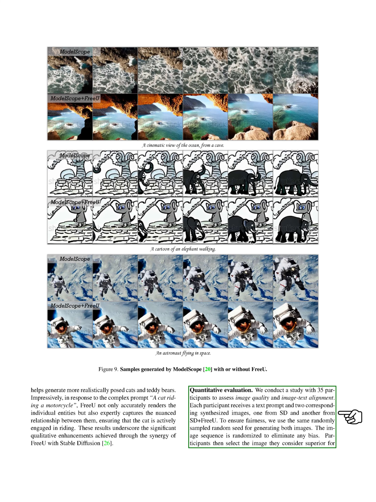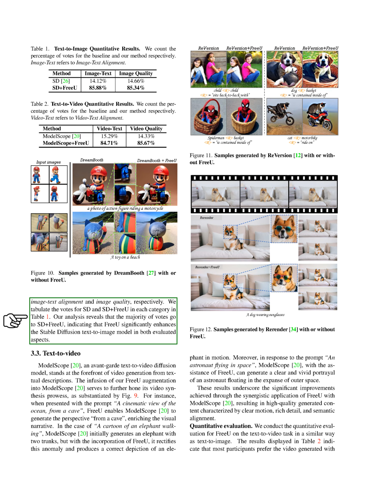We also conducted a study with 35 participants to assess the quality of the images and how well they matched the text descriptions. Each participant was given a text prompt and two corresponding images, one created by Stable Diffusion and the other by Stable Diffusion with FreeU. The majority of participants preferred the images created by Stable Diffusion with FreeU, indicating that FreeU significantly improves the Stable Diffusion text-to-image model.